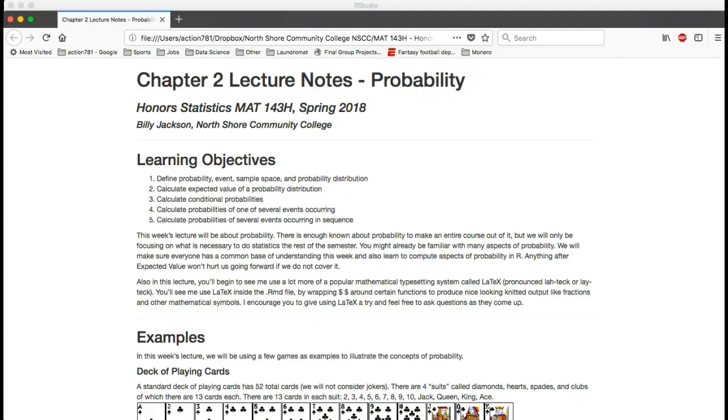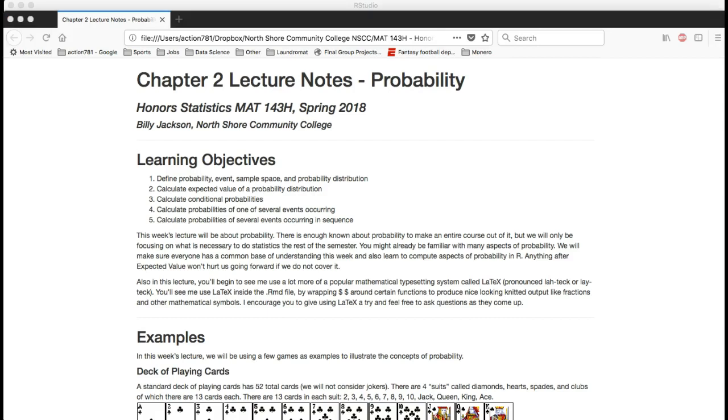So here are some learning objectives. You can read these on your own: defining probability, event, sample space, and probability distribution, calculating the expected value of a probability distribution, calculating conditional probabilities, calculating probabilities of one of several events occurring, calculating probabilities of several events occurring in sequence, and also, I didn't include here, also we'll be calculating probabilities of at least one event occurring.